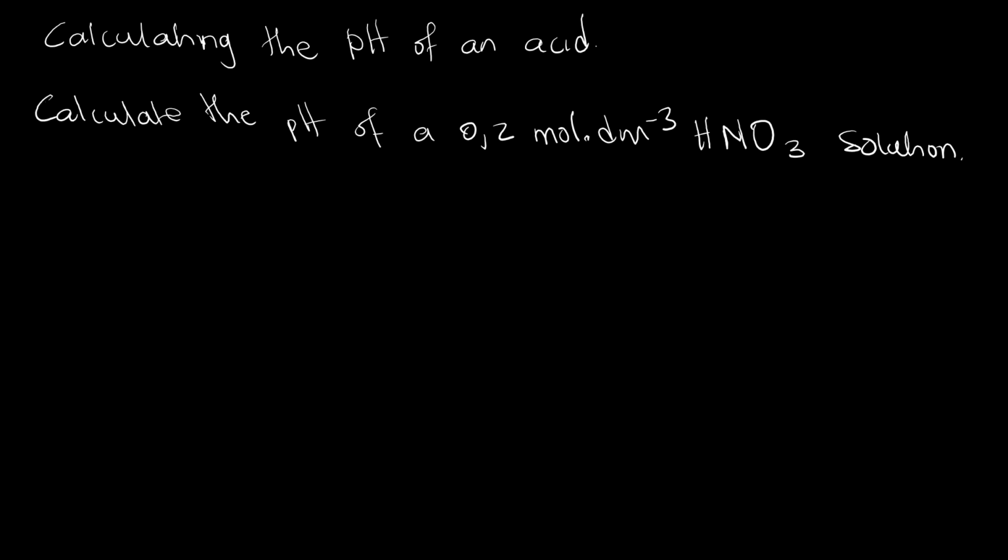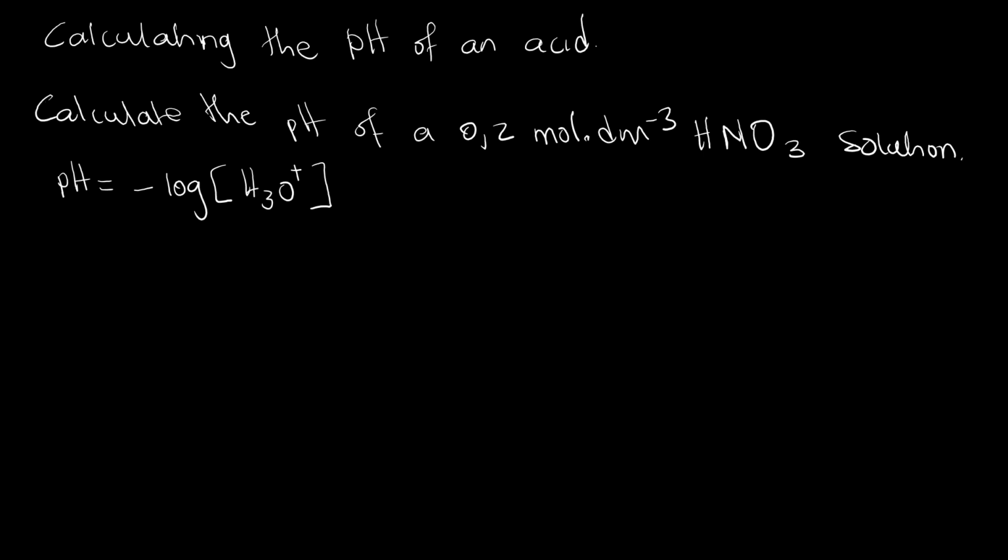Okay, grade 11 and 12. So let's calculate the pH of an acid. In order for you to calculate the pH of an acid, remember the formula that we use is pH equals negative the log of the concentration of hydronium ion, H3O+. So now we need to find the concentration of H3O+.